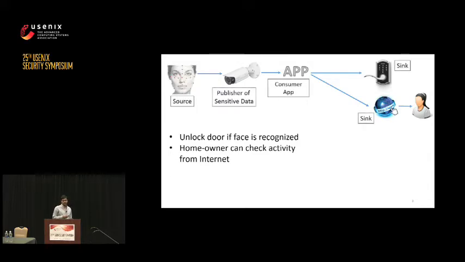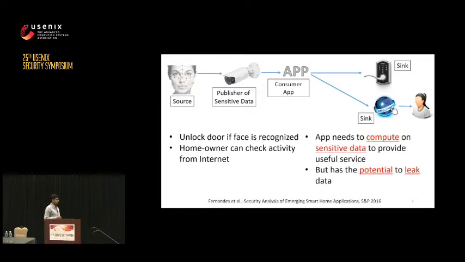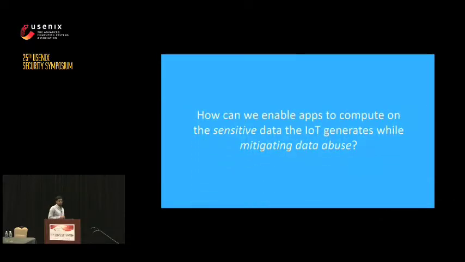So more generically, we have this publisher of sensitive data that accesses a sensitive source, and it makes this data available to a consumer app that eventually talks to various sinks. Now clearly this app needs access to this sensitive data for its core functionality. It's a useful app, but it also has the potential to leak this data. Some of my past work has shown how this might be possible. So this brings us to the central research question here. How can we build applications that compute on all of the sensitive data in the IoT while mitigating data abuse?